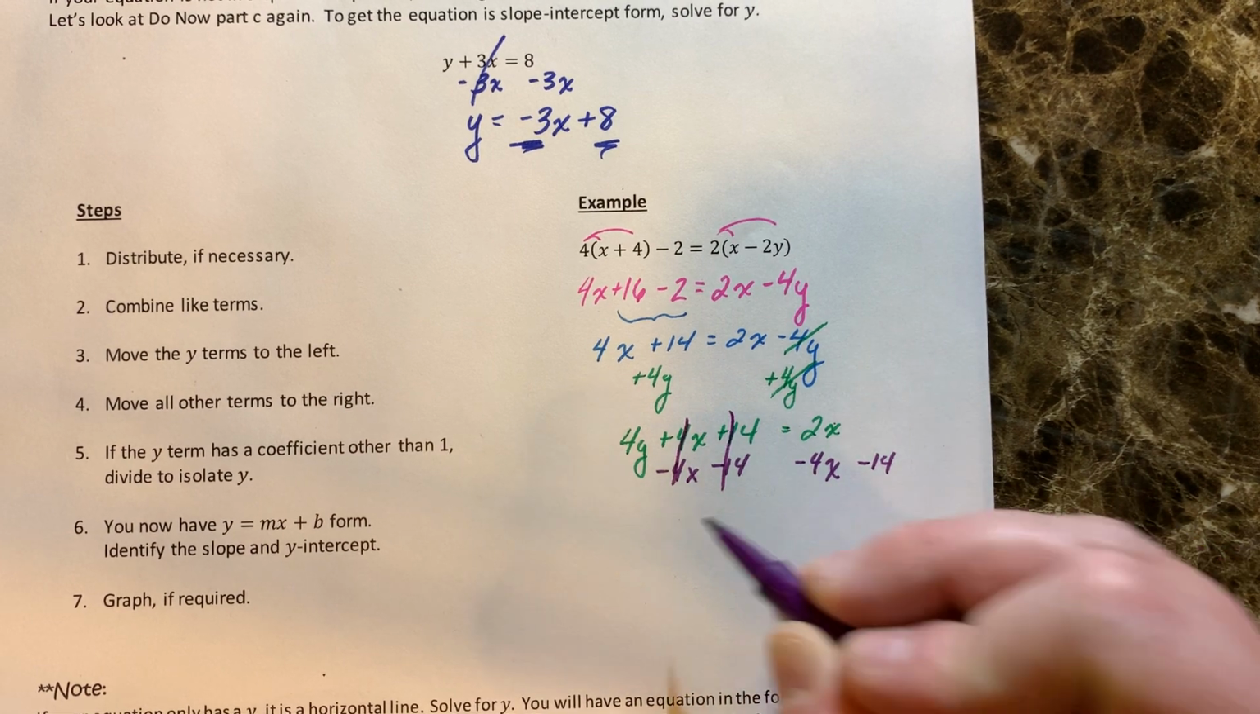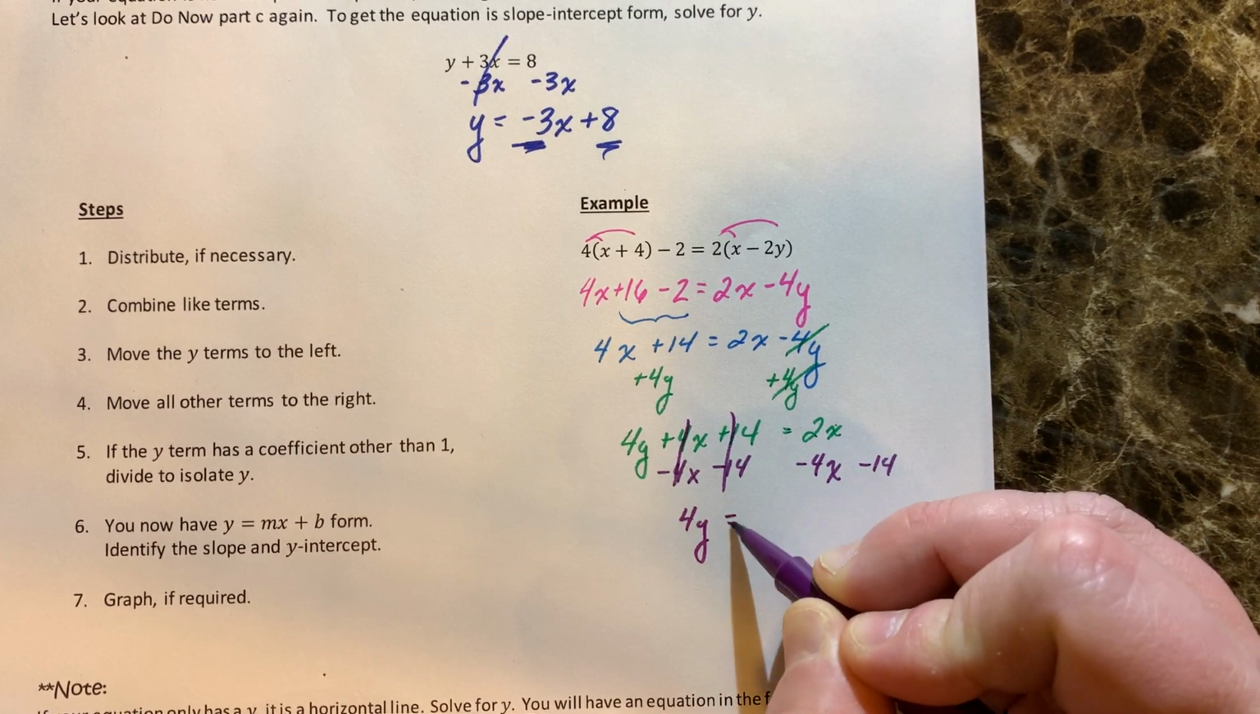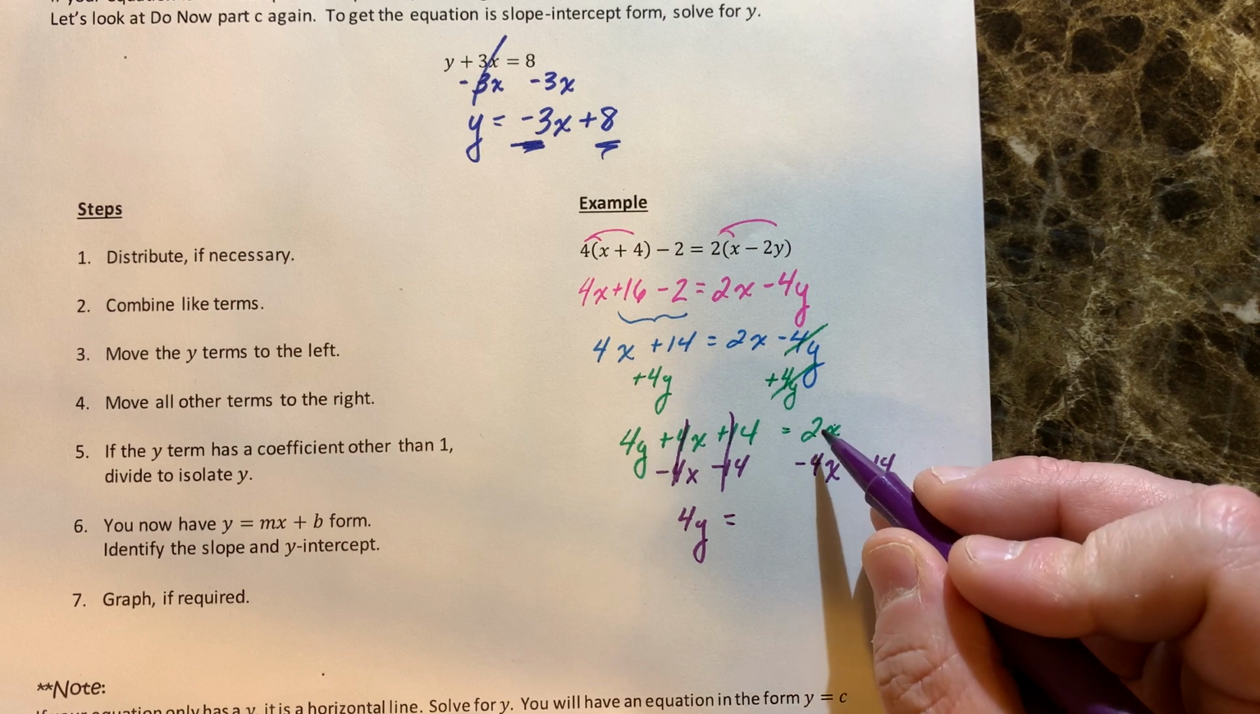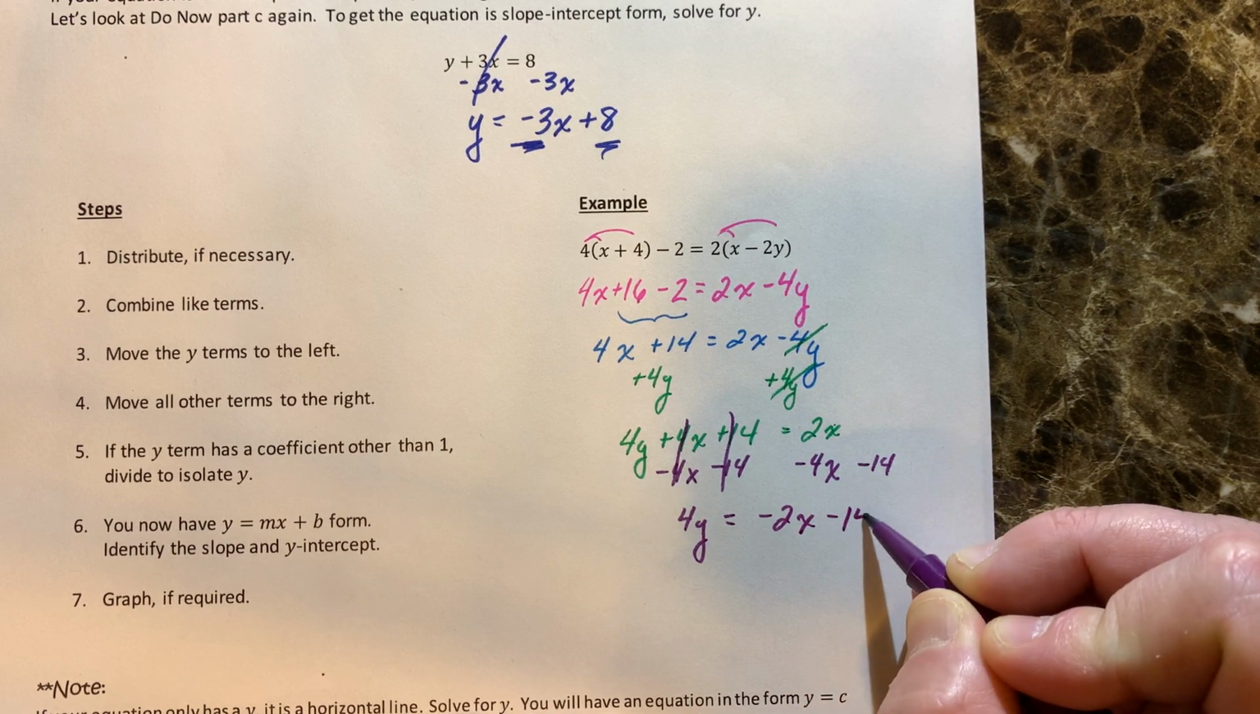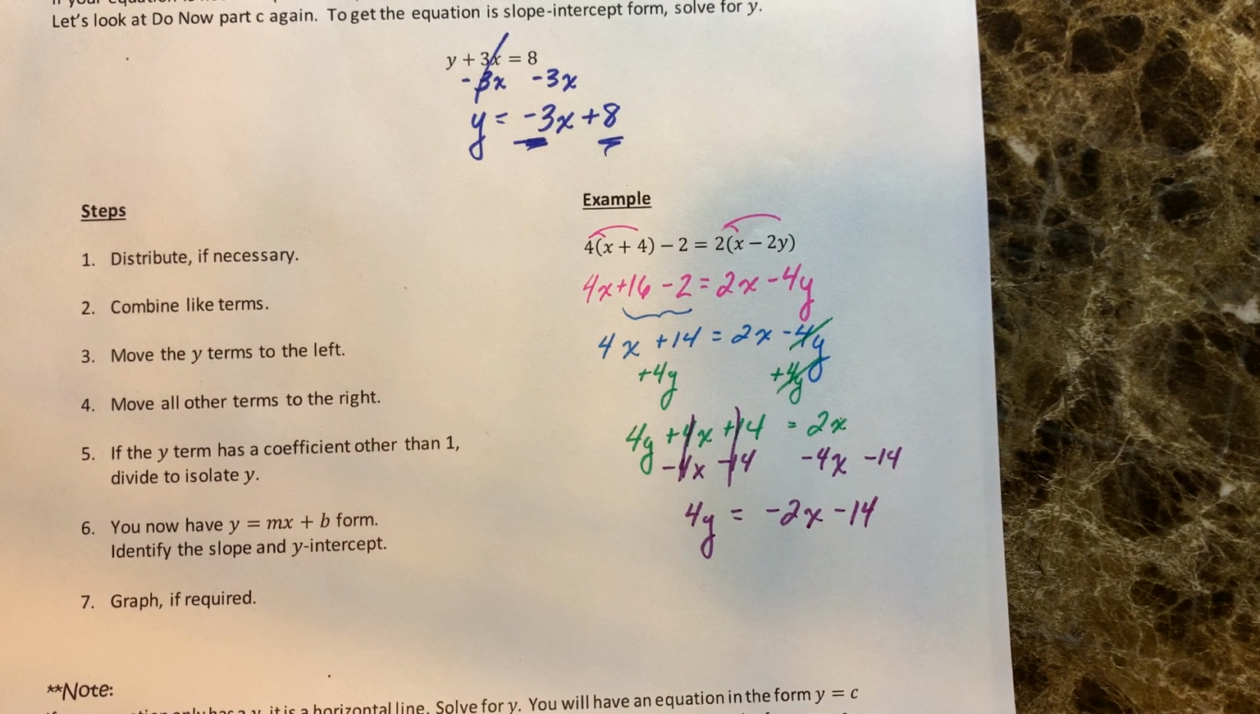So the two terms that we wanted to move cancel out on the left side. We're left with 4y. And then 2x minus 4x is negative 2x. And we have minus 14 all by itself. Okay, we almost have y alone.